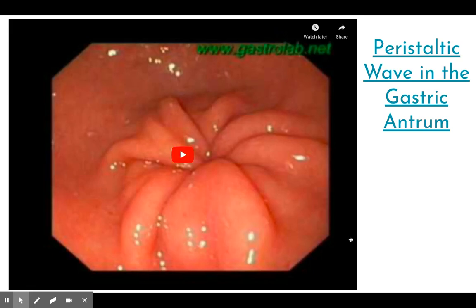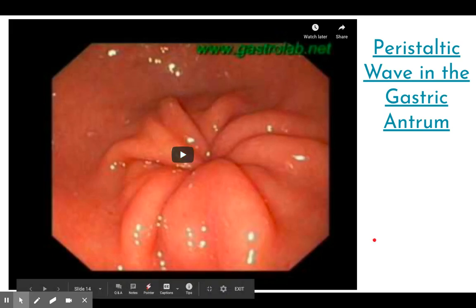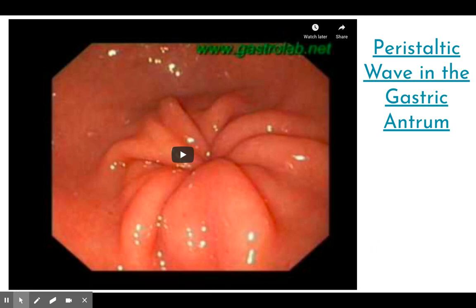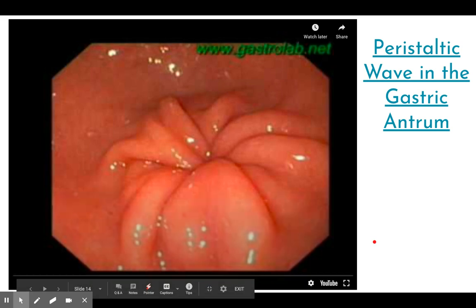So as you can see, those muscular contractions are pretty strong. This is an empty stomach, but if there was food in there, those muscular contractions would be mashing up the food as it moved through the stomach as well.